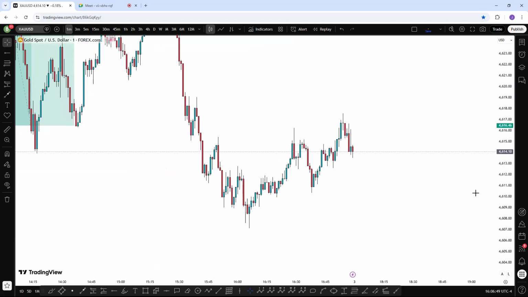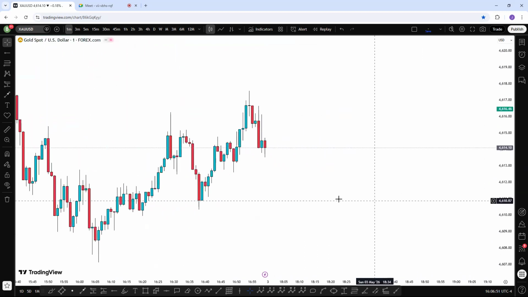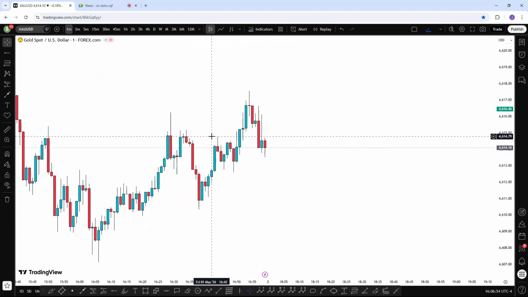That's something we'll be talking about when we start discussing algo and the zones.